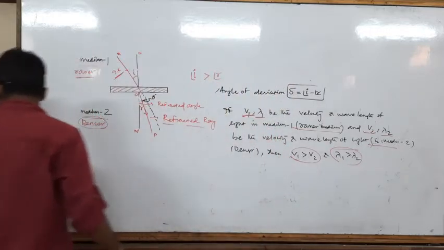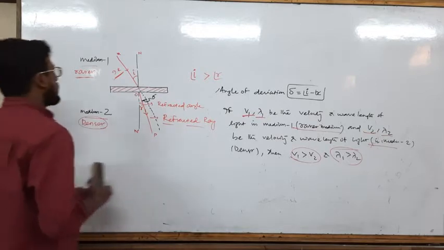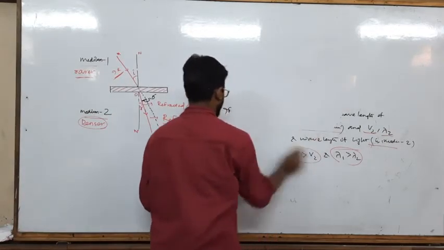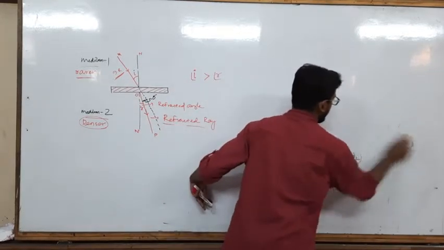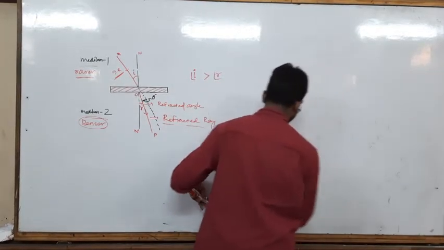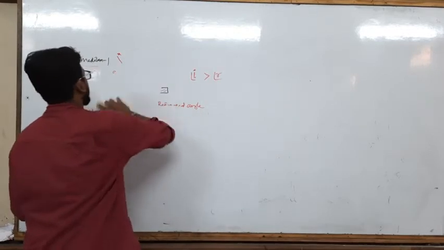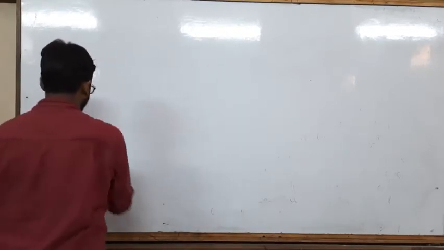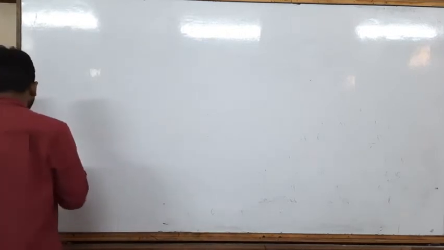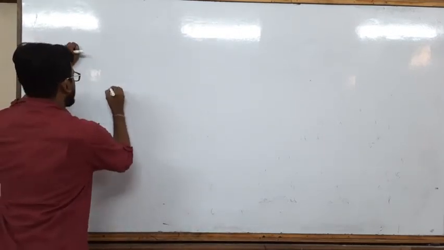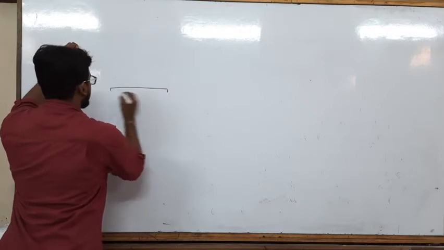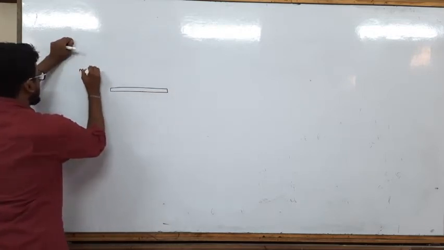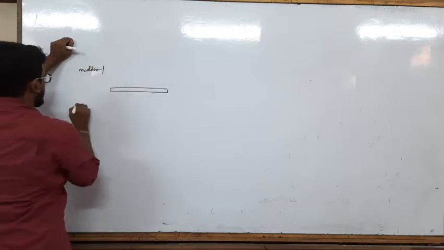Clear? Similarly, if light travels from denser to rarer medium, so if there is a surface which separates two medium, this is medium 1 and this is medium 2.